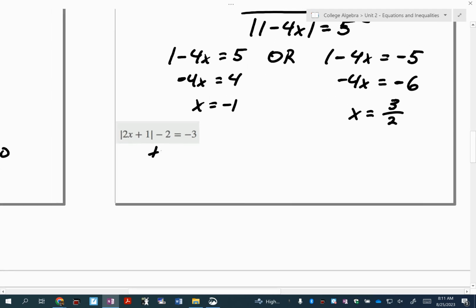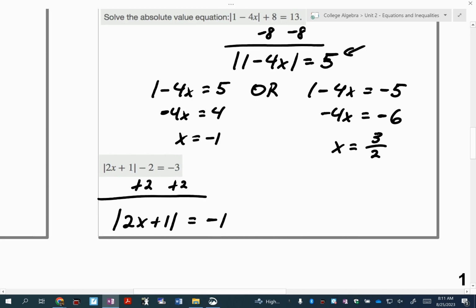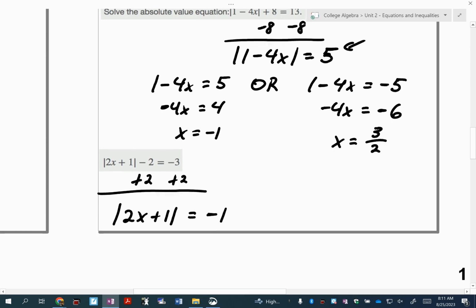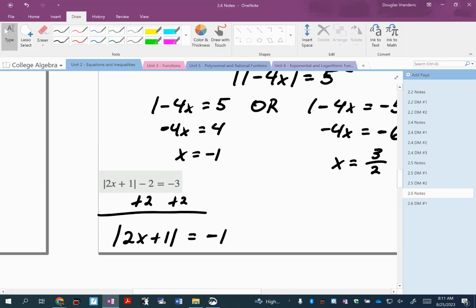Same idea, I want to move the minus 2 over with addition. And something interesting happens. I get the absolute value of 2x plus 1 equals negative 3 plus 2, which is negative 1. Now you could keep going, right, and do all this work with the OR statement that we had. But if you just take a moment and think about this statement right here.